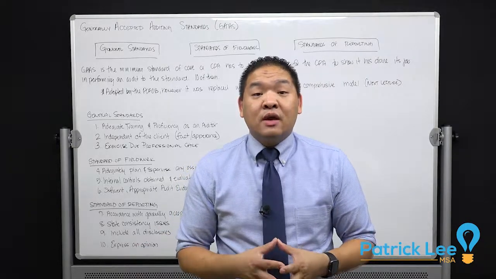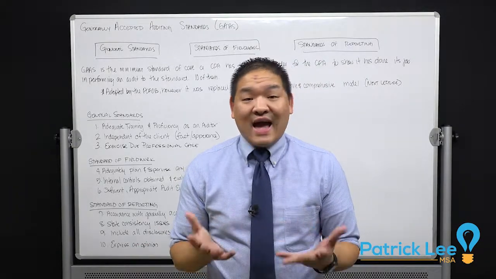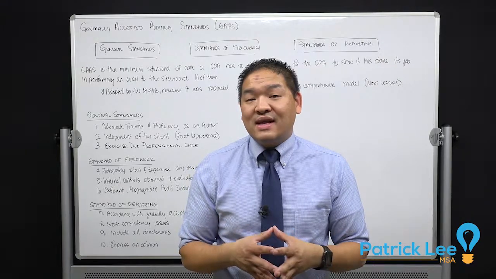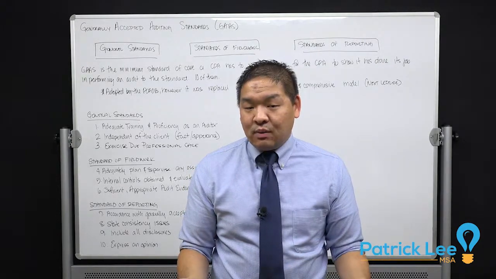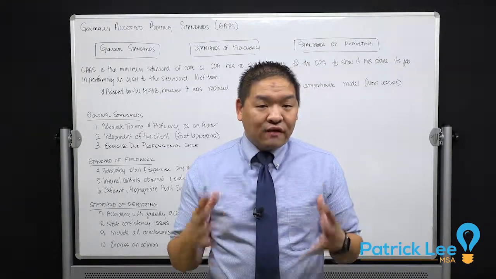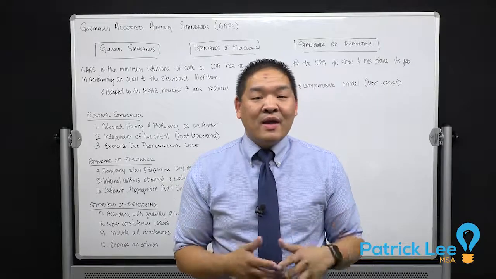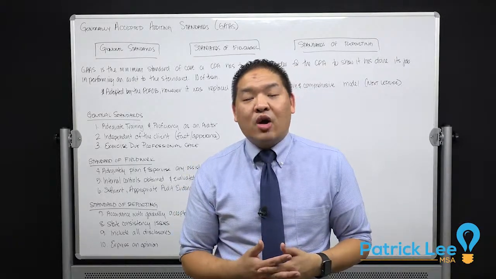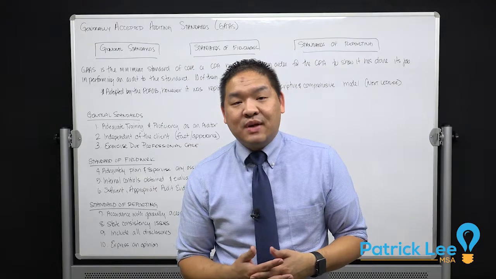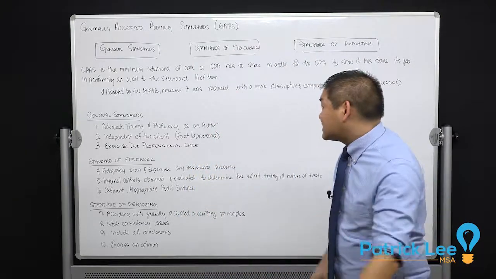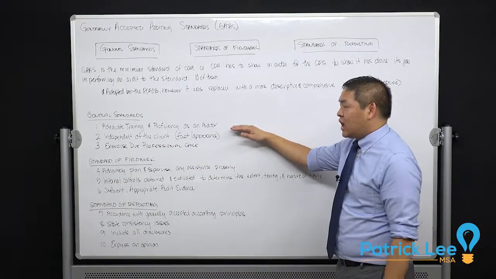Okay? So this is a really quick lesson on GAAS, understanding that we might not necessarily use it for PCAOB purposes anymore, but it does give you a great overview, an easy way to think about the standards that are put upon us by the PCAOB. So 10 GAAS: adequate training and proficiency as an auditor.